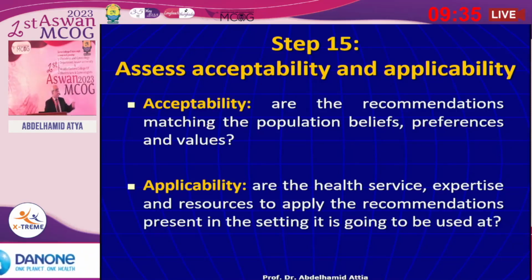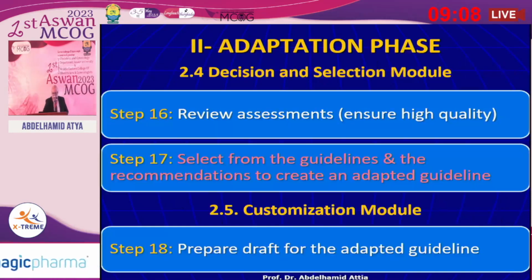The second is, is it applicable? Do we have the resources and the equipment and the personnel who can apply this recommendation? If yes, we are going to take it. If no, we are going to leave it. So remember, adopt and adapt, TRIP database, acceptability and applicability. Then we are going to select the recommendations that we are going to include in our adapted guideline.